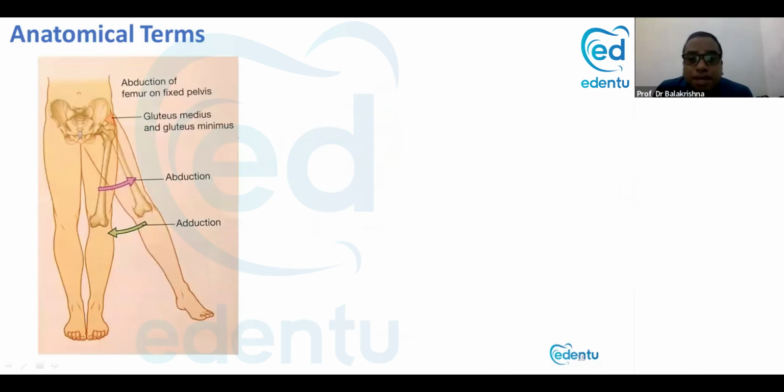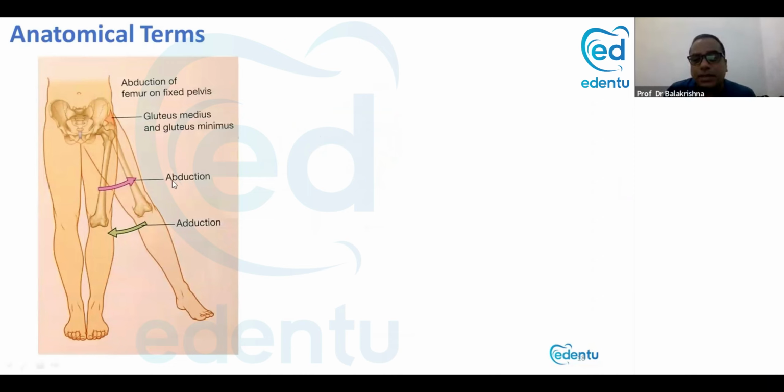Next is abduction and adduction. Now see, whenever there is a reference plane, whenever structures are coming towards the midline, it is called adduction. Coming towards the midline is called adduction. And whenever any structure is going outwards, laterally, it is called abduction.